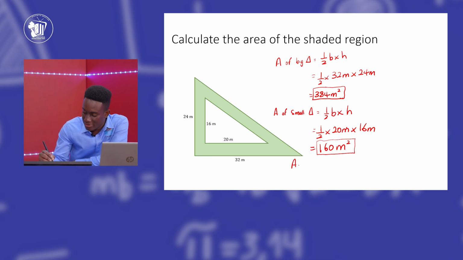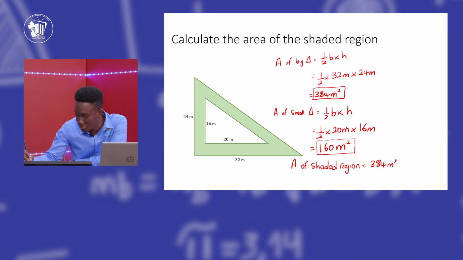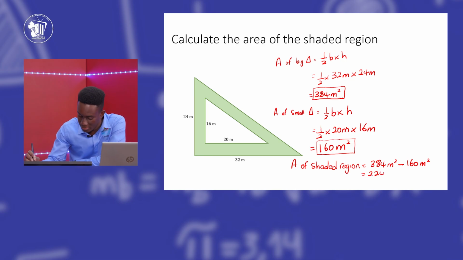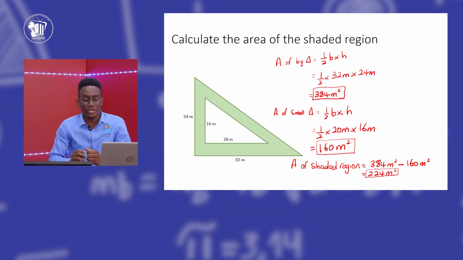So we can say area of shaded region would be equal to 384 meters squared, subtract 160 meters squared. So when we subtract those two, we will get an area of 224 meters squared. And that would be the area of the shaded region. So we see for the shaded region, we must find the outer piece, then we find the inner piece, and then we subtract, and that would give you the shaded region.